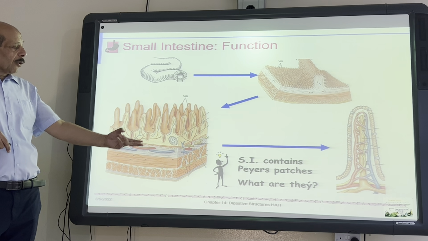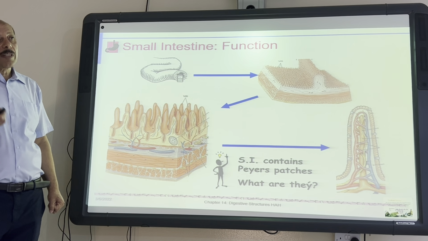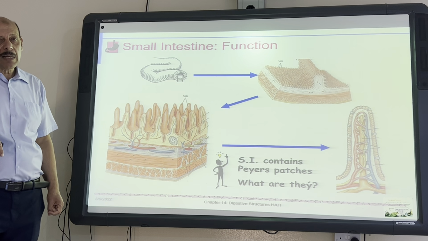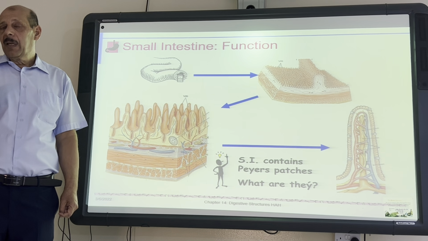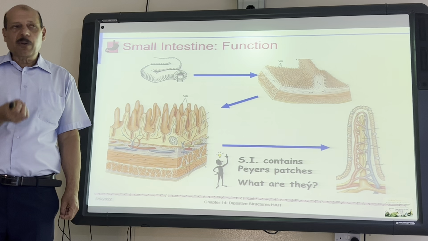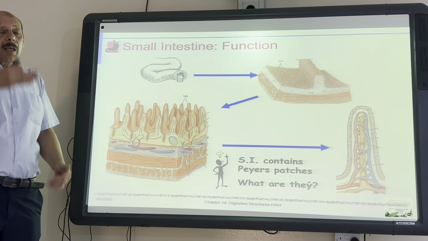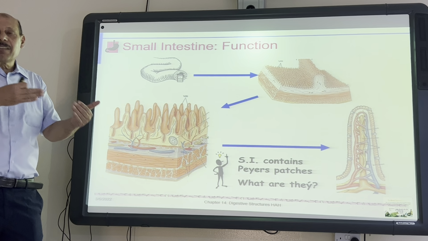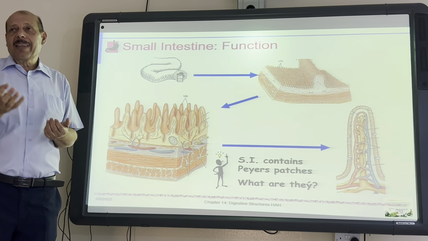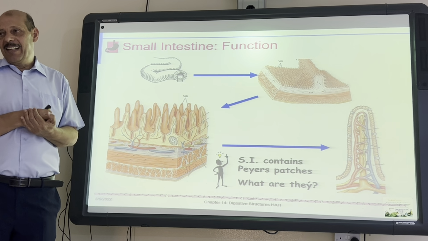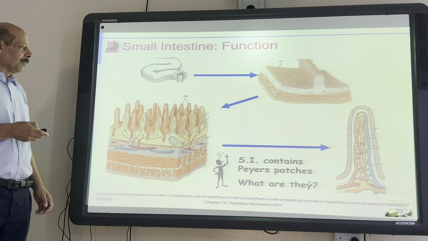It contains also the Peyer's patches. The patches, we said in the last session, are from the lymphatic system, and it is for the process of filtering. It is like a gate which prevents harmful things from going directly into the blood.